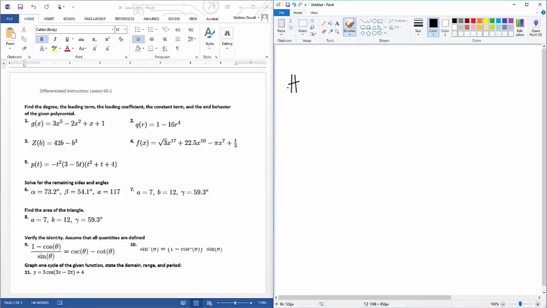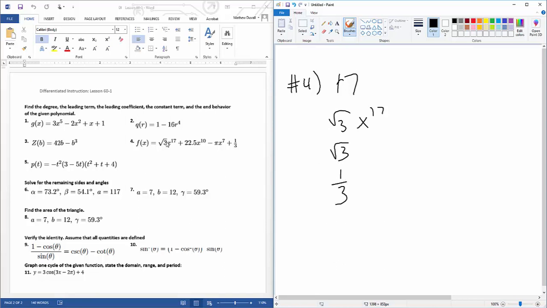So we get number 4. So first part, the degree. The degree is the highest power, so that's going to be 17. Then it says the leading term. The leading term is associated with the degree, so it's going to be radical 3x to the 17th power. The leading coefficient, that's the value that's in front there, that's radical 3. The constant term, that's going to be 1/3.